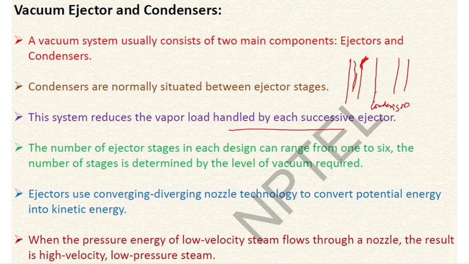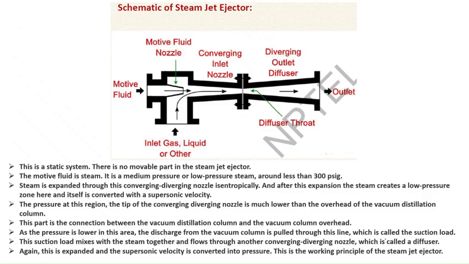Thus, the ejector uses converging diverging nozzle technology that we will discuss in the next slide. When the pressure energy of a low velocity steam flows through a nozzle, the result is high velocity steam. That we will discuss here.